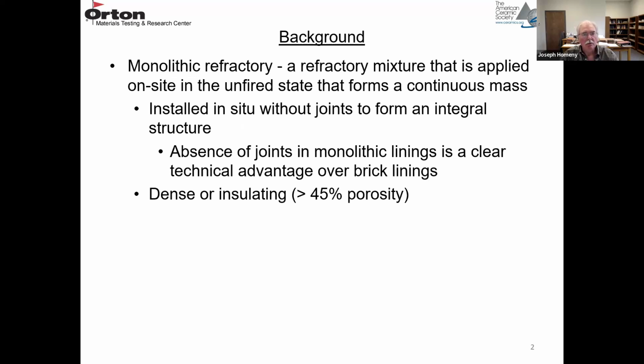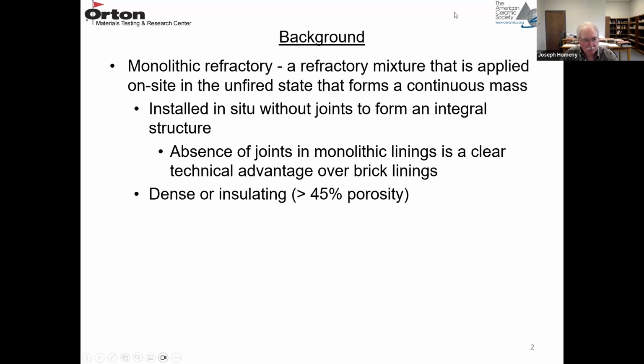So very simply, a monolithic refractory is a refractory mixture that's applied on site in the unfired state. It forms a continuous mass or structure, so it's installed in situ. There are no joints. It forms an integral structure. So one of the advantages, anyway, is the absence of joints. Joints are usually the weaker areas where corrosion takes place more rapidly than through, let's say, a solid brick. So if you eliminate the joints, you have an advantage in terms of corrosion resistance.